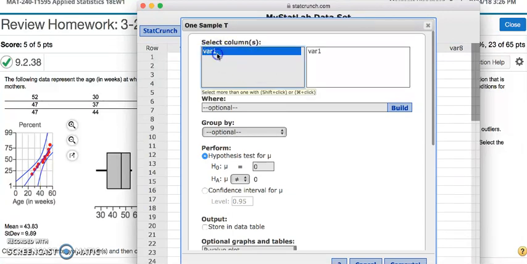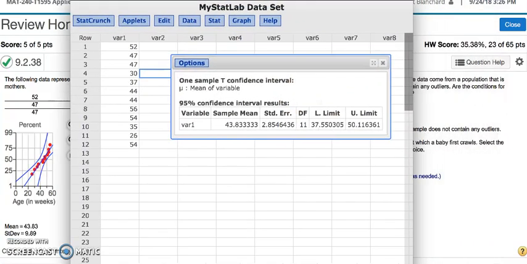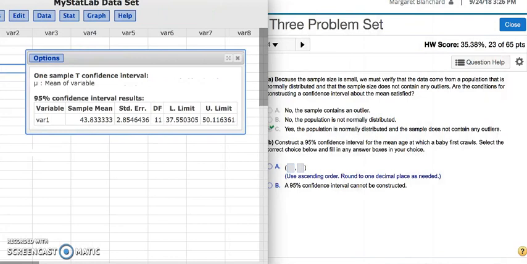So here we're going to select our column. And see how it automatically populated over here. And then we're going to go down and click confidence interval. And it already said 95, so we know that it's already populated. We're good. So let's click compute, and then we have our numbers. So in this case, it's asking for 1 decimal place. So we know that our lower limit is going to be 37.6, and our upper is going to be 50.1.